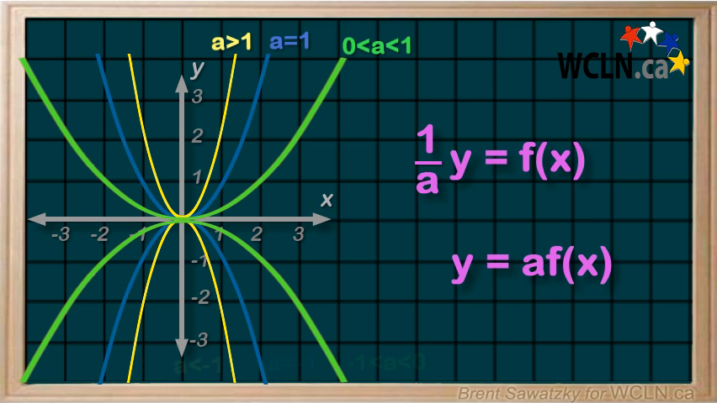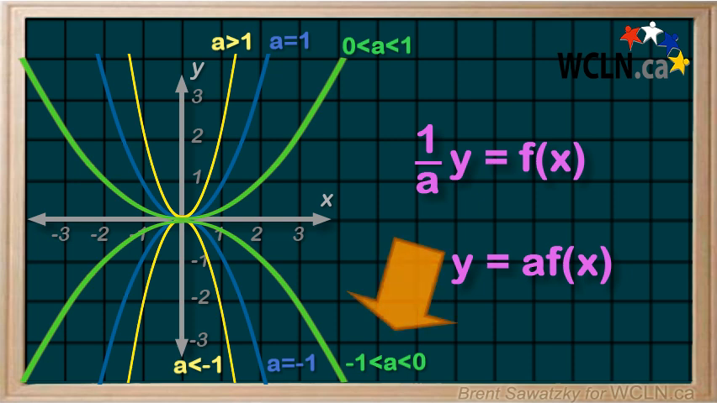In the same way, if the graph is reflected vertically, we recognize a vertical expansion in the negative direction if the multiplier is less than -1. The vertical compression in the negative direction happens if the multiplier is between -1 and 0.